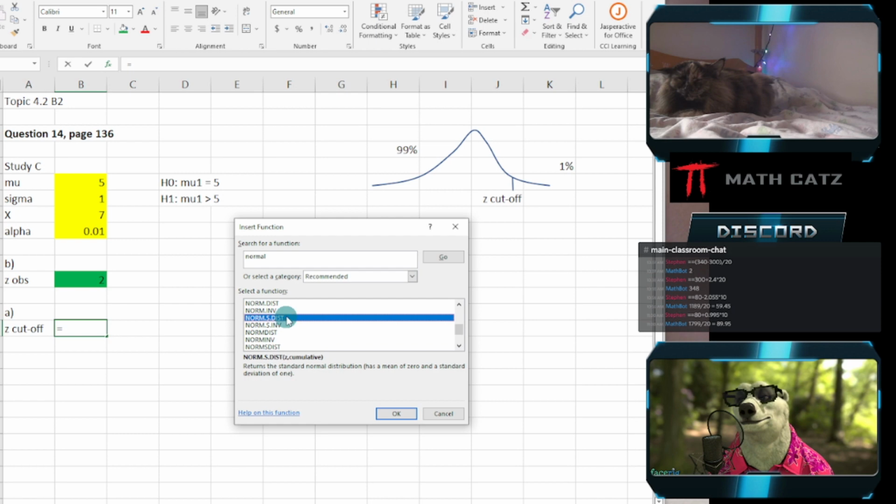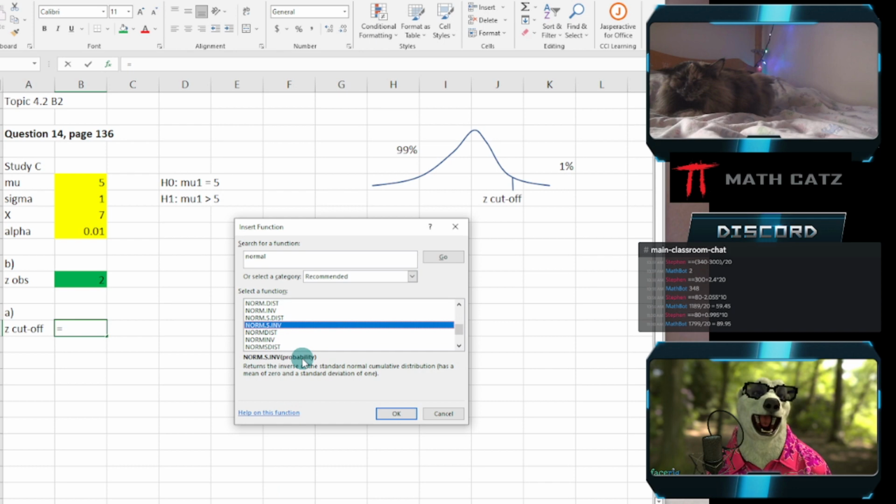So we have these two, normal distribution, norm.s.dist, and norm.s.inv for the inverse. The first one gives me a little description here. It wants the z-score, and then, always cumulative, returns the standard normal distribution, the percentage. But we already have the percentage. It's 99 and 1, and we got that by way of alpha. We want the other one, where we give it the probability on the left side, which will be 99%, and it gives me the cutoff.